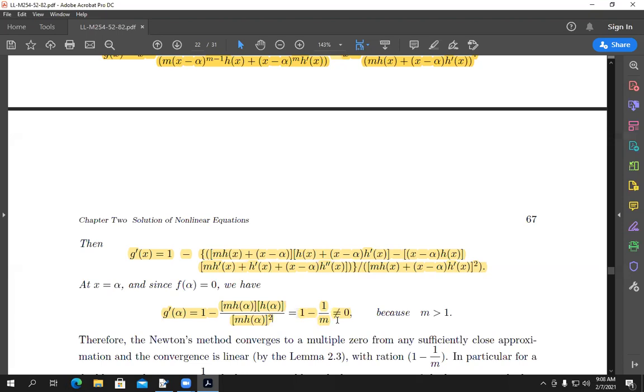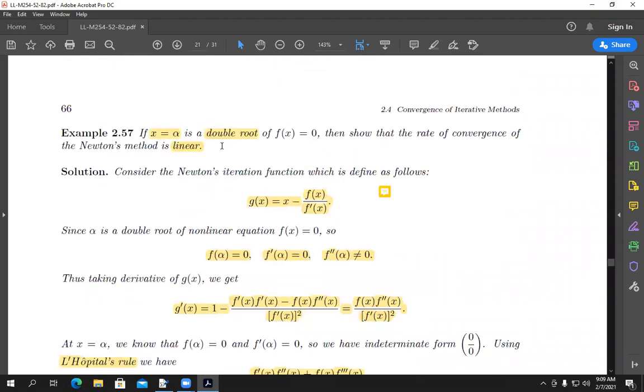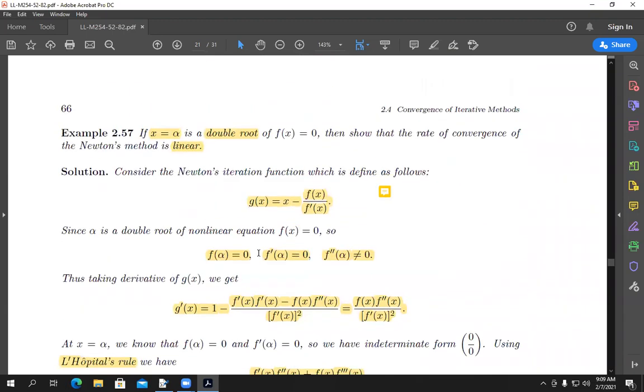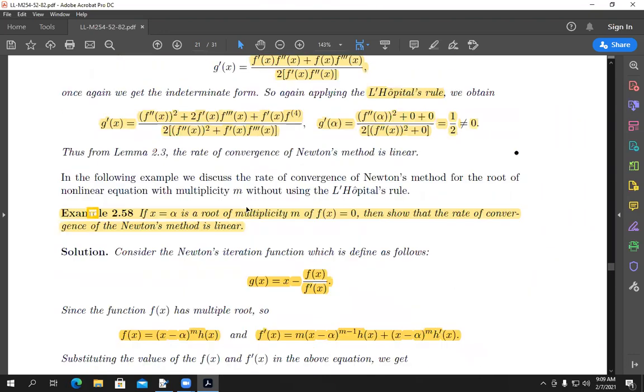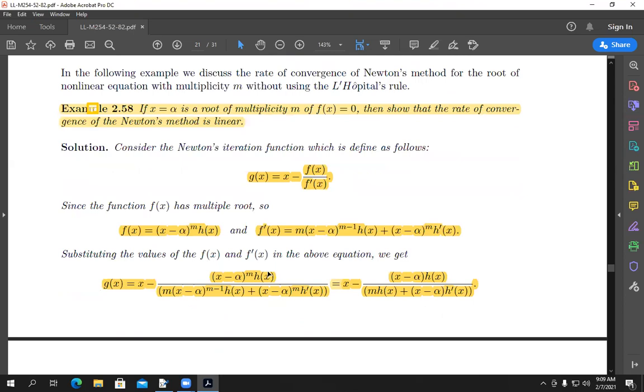As I told you, I can give you anything now. This example, we did a double root, and we used L'Hopital rule 2 times. Remember last time we did? So what does double root mean? Double root means your multiple root is repeating 2 times. Right? So it means m equal to 2. So you use this generalized formula. Don't use the L'Hopital rule here. Just use this for this example.